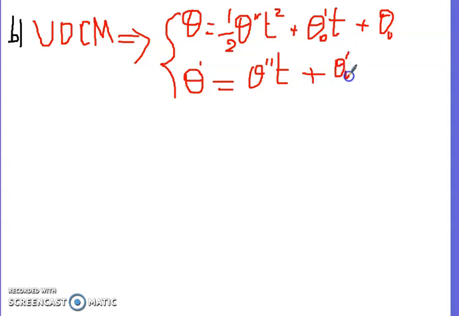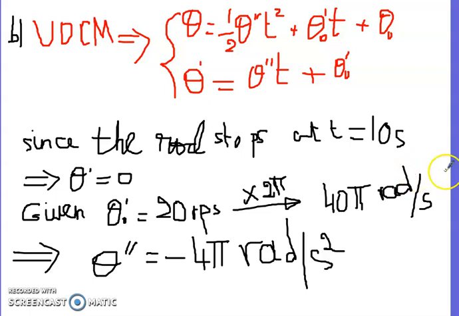Now what do we have in this given? Let's see. We have the time, and we have theta prime initial, and we have theta prime final. Here, when the rod stops, theta prime equals 0, right? And time is 10 seconds, and we have this initial value. So replace them here to get theta double prime. So here, theta double prime is minus 4 pi radian per second squared.